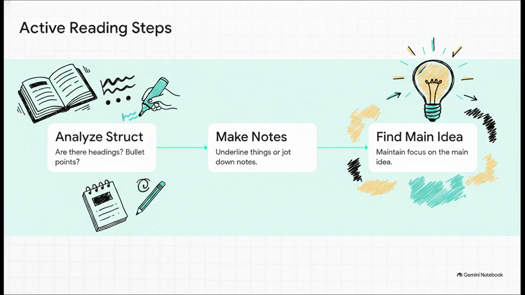Step 1 is simply looking at how the text is built. Are there headings, bullet points? Step 2, and this is a big one, is getting physical with the text. Underline things, circle key terms, or jot down notes in the margins. This physical action actually prevents that dreaded zoning out feeling we talked about earlier. And finally, Step 3 is maintaining relentless focus on uncovering the main idea. Every single detail should connect back to that central core.